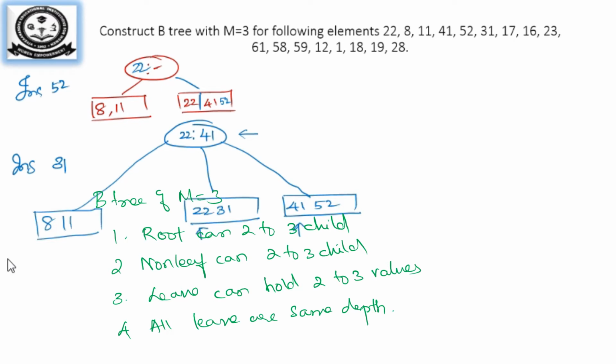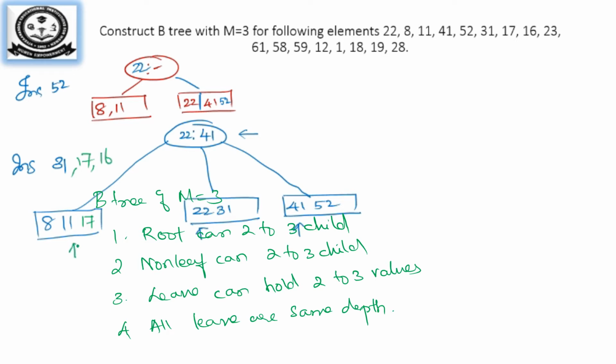The next element to be inserted is 17. Where will 17 be inserted? It is less than 22, so it comes to the first child. So 17 will be inserted over here. The next element to be inserted is 16. So I will try to insert 16. It is less than 22, so it comes over here.